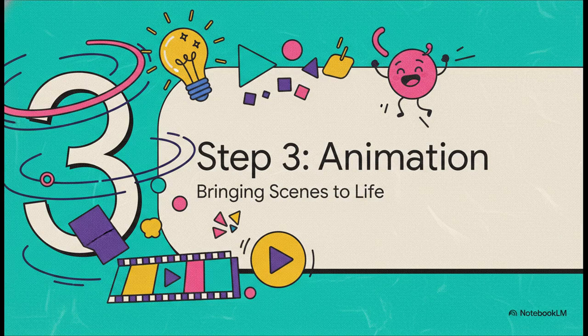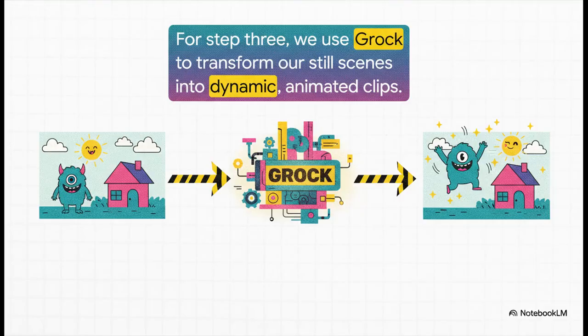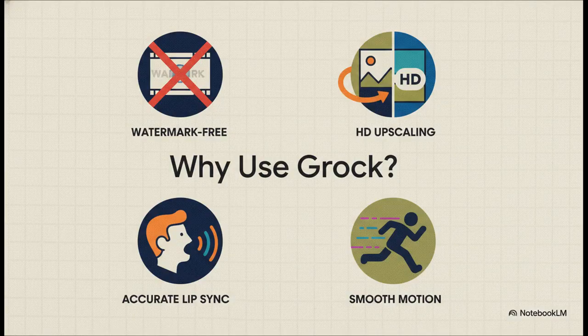All right, now for the really fun part. Step 3. We've got our beautiful static images, and in this section, we are going to breathe life into them. This is where the real animation magic happens, and trust me, it's so much simpler than you might think. For this step, our tool of choice is an AI video generator called Grok. Its whole job is to take the still scenes that we've already created and transform them into these dynamic, animated clips, adding that essential movement and life. And Grok has some huge advantages.